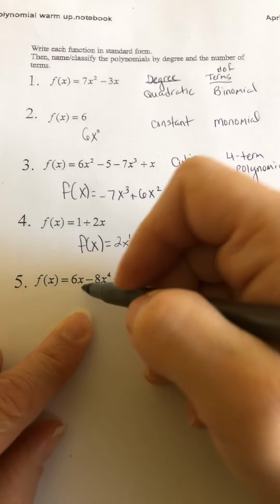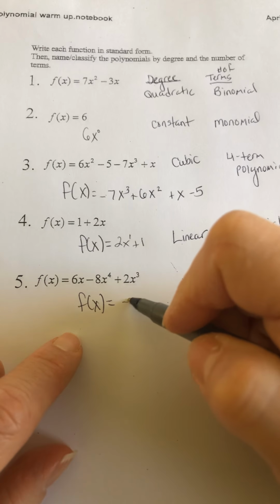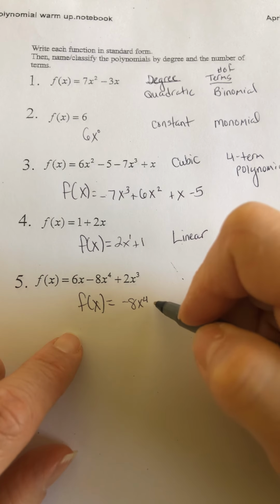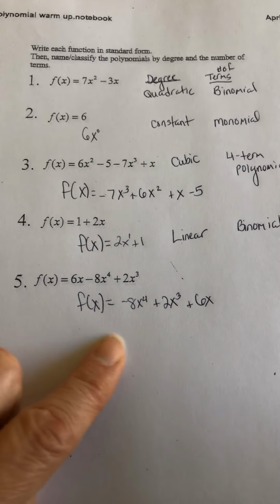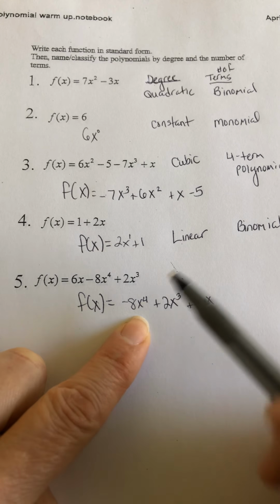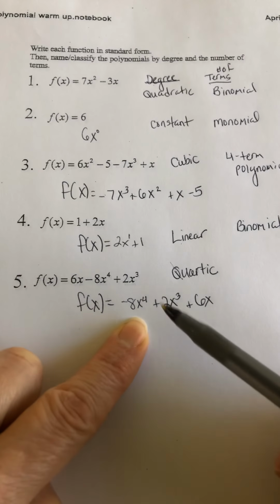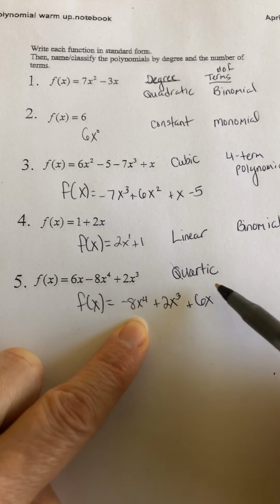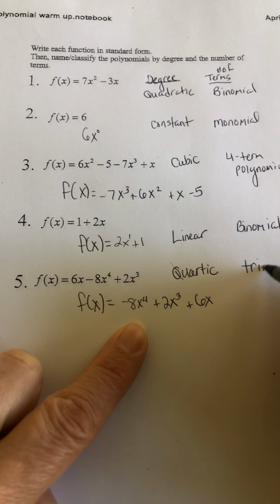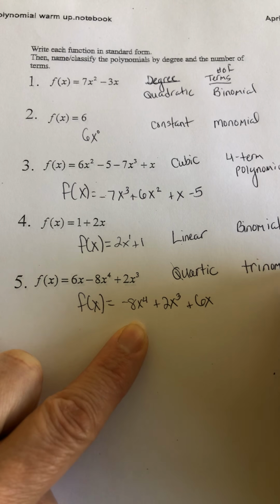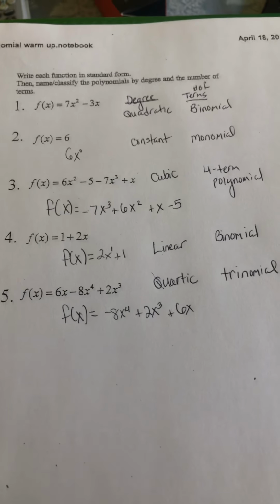And in number 5, we do need to do a little bit of rearranging here. The negative 8x to the 4th is going to come first, plus 2x cubed plus 6x. So now it's rearranged. I have a quartic here. This is a 4th degree. We're going to call that a quartic. Think about 4 quarters in a dollar. This is a quartic function, and this is 3 terms, so I'm going to call it a trinomial. Trinomial, like tricycle, 3 wheels on a bike. And so that's it, trinomial quartic.